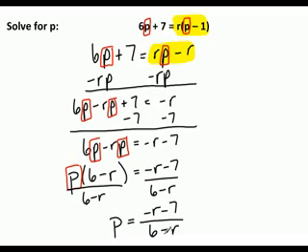Don't make the mistake of trying to simplify these negative R's. You can't, because the 6 minus R are combined into two separate terms. So just be careful. We are completely done, and we'll leave our answer like that.